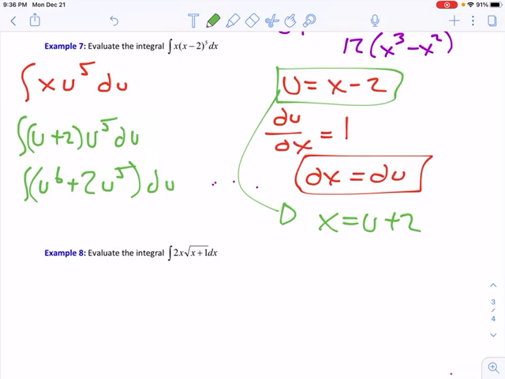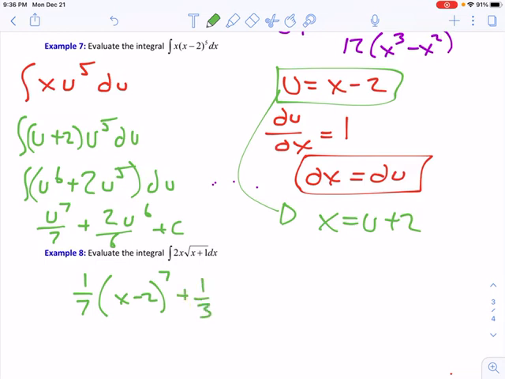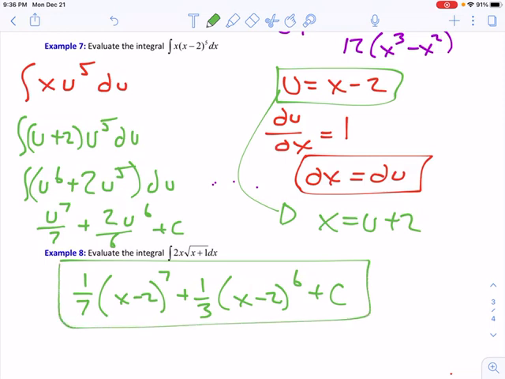So we're going to have u to the 7th over 7 plus 2u to the 6th over 6 plus c. And so that becomes 1/7 times my u, x minus 2 to the 7th, plus 2/6, that would reduce to 1/3, times x minus 2 to the 6th plus c. And there is my final answer.